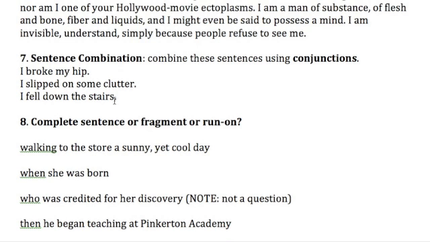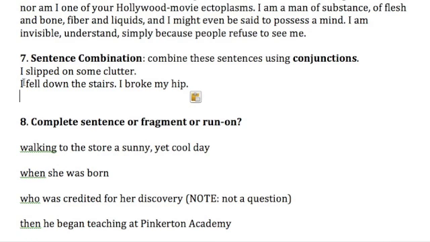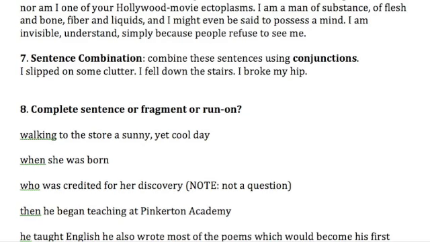Number 7, sentence combination. Combine these sentences using conjunctions. Well, we just did a bunch of that up there, didn't we? I broke my hip. I slipped on some clutter. I fell down the stairs. Breaking one's hip probably happens after the fall. So let's put that at the end. So we can say, I slipped on some clutter and I fell down the stairs. It sounds like cause and effect, right? So maybe we could put the conjunction so in here. So I broke my hip.